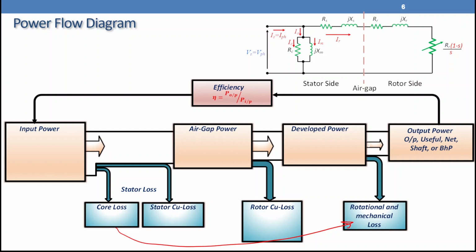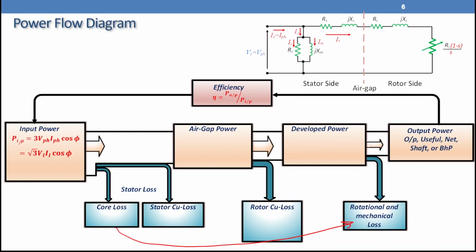So the input power, as we had in chapter number 0 revision session, will be something like 3 V phase, I phase, cosine phi. Depending on whether the machine is star or delta, you are going to search for phase voltage, phase current, and the angle between them, where phi is theta V minus theta I, and cosine phi is the power factor. Also, you can use the equation root 3 V line I line cosine phi. Let me remind you again that phi is the angle between V phase and I phase.